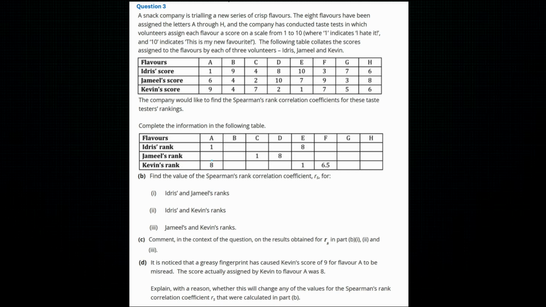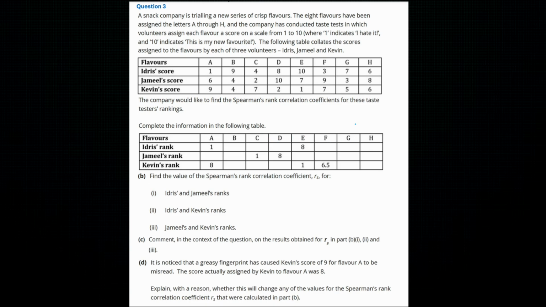So conveniently for us, they have given us a separate table in which we can fill it out with, which is quite nice of them. So Idris's rank, remember, these are all separate to each other. So for Idris, we're going to rank his individually from smallest to largest, and Kevin, we're going to do the same. So they said A is 1, E is 8. So we have A, B, C, D, E. I think we have 8 pieces of data.